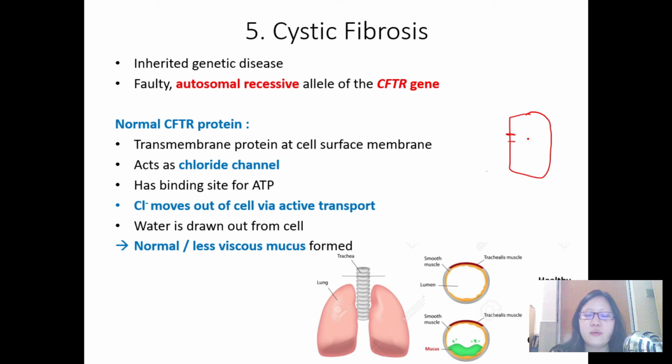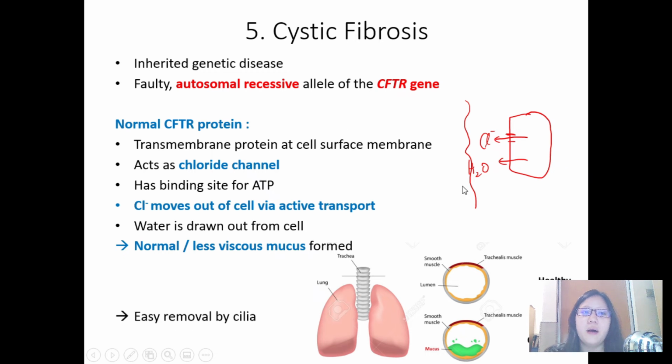Okay, and what happens is chloride ions move out, and chloride ions actually cause water to move out by osmosis. And therefore, the mucus, which is secreted by mucus glands, by goblet cells, gets mixed up with this water and has a consistent texture. It's not too viscous, it's quite normal. And of course it's easily removed by cilia.